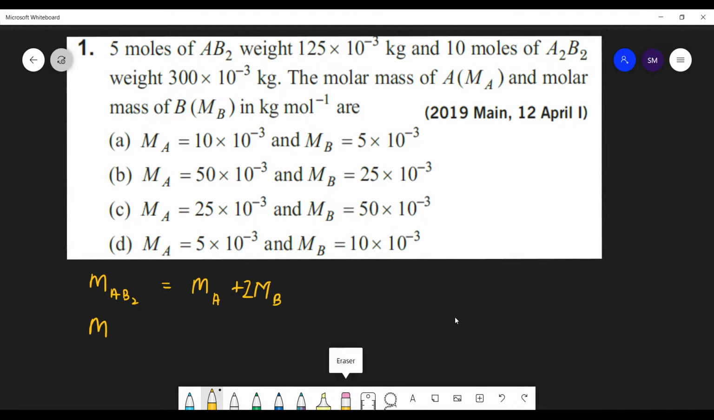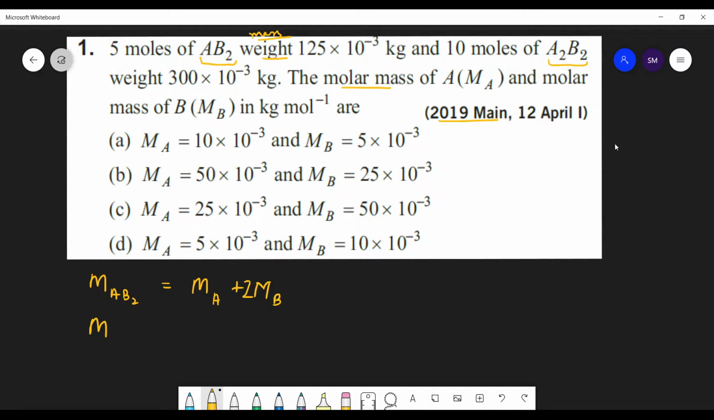So students, that's the first question of today. We have two compounds, AB2 and A2B2. This question was in JEE Mains 2019. We need to find their molar masses, and their weights are given to us. You can say weight or you can say mass. So I will say mass. Okay.